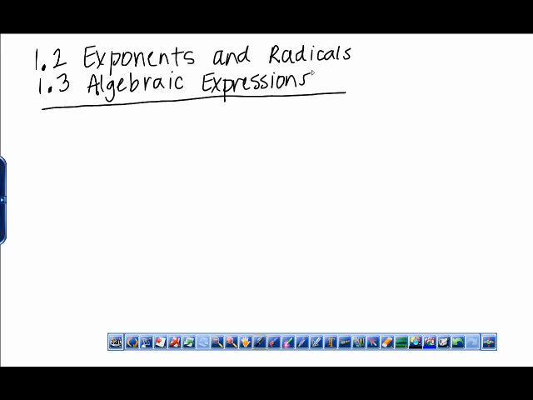So let's just go over some of the exponent rules. These are ones that you should know. However, you may have forgotten a couple of these, and I'm not going to do many examples. I'm really just mostly going to go over the rules.